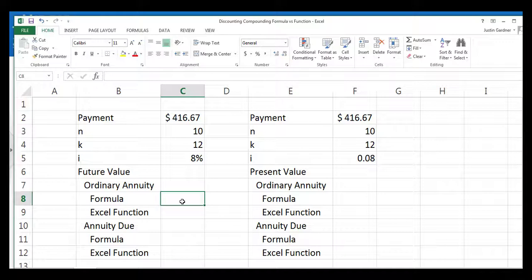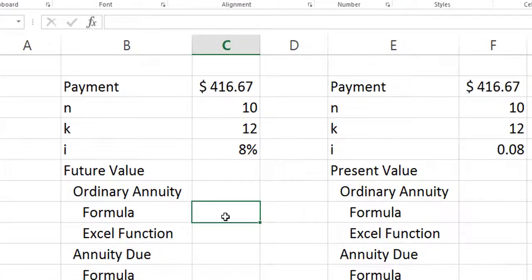The difference between an ordinary annuity and an annuity due is the timing. An ordinary annuity has the payment happening at the end of the month on the last day. The annuity due is going to have the payment happening at the beginning of the time period, so the first day. So the formula for an ordinary annuity is straightforward.